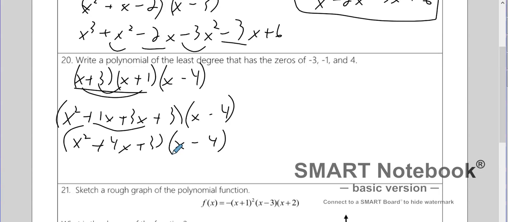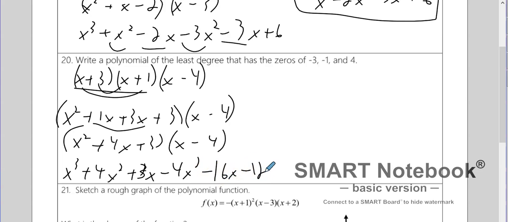Remember, if I'm going too fast, you can always change the speed or hit pause or rewind. So now I'm going to distribute this x throughout. So x times x squared is x cubed. X times 4x is 4x squared. And x times 3 is simply 3x. Now sending the negative 4 through. Negative 4x squared. Negative 4 times 4 is negative 16, then x. And negative 4 times 3 is negative 12.